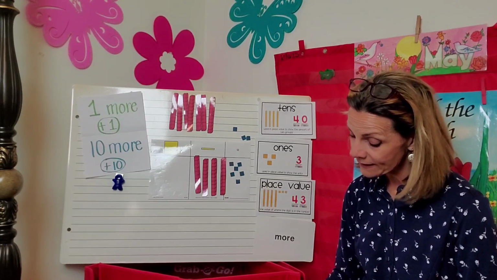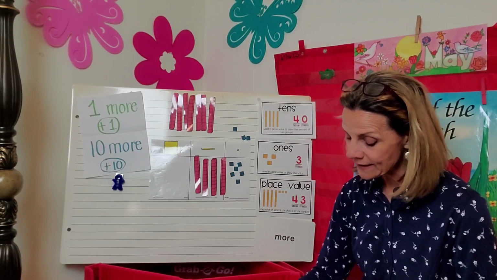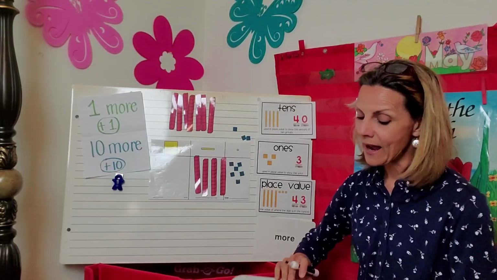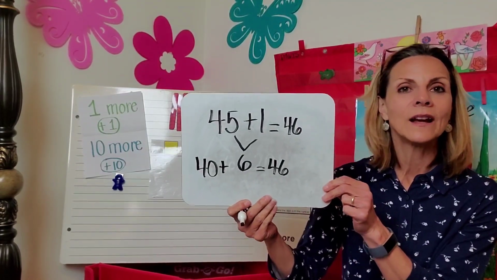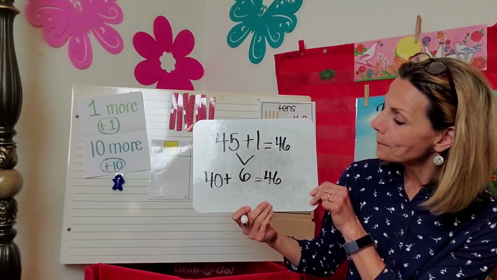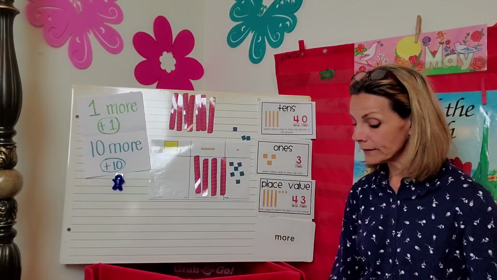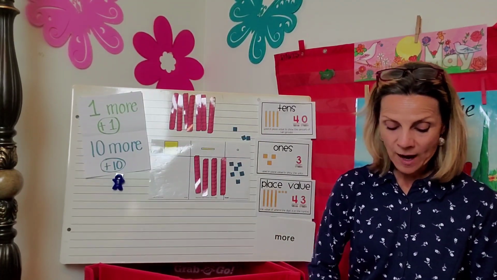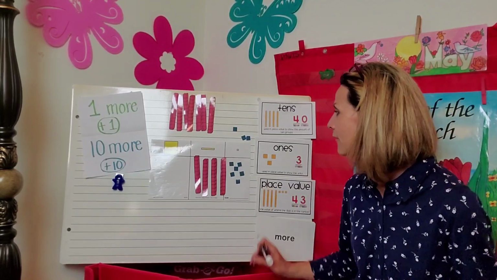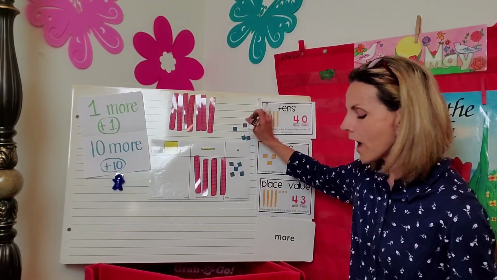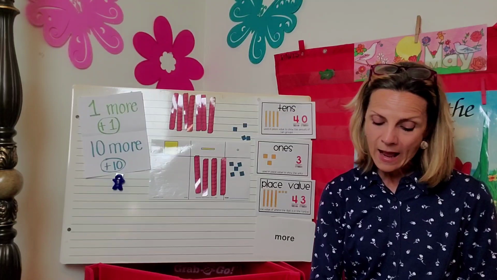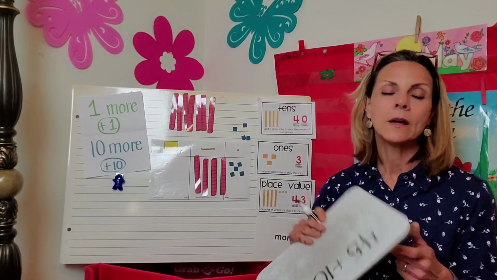40 plus 6 equals 46. And then I can complete my equation up at the top. All right, now let's do the same thing, but this time let's do 45 plus 10. So let me go back to 45. And I'm going to write that one down.